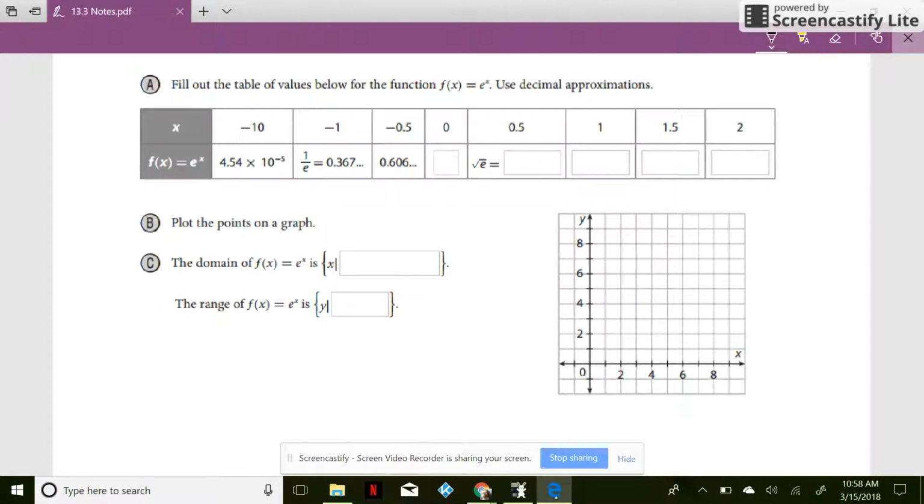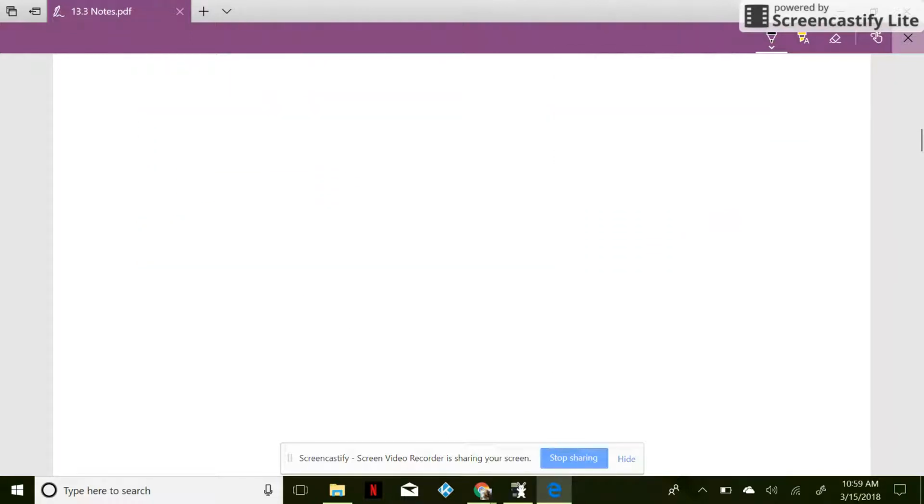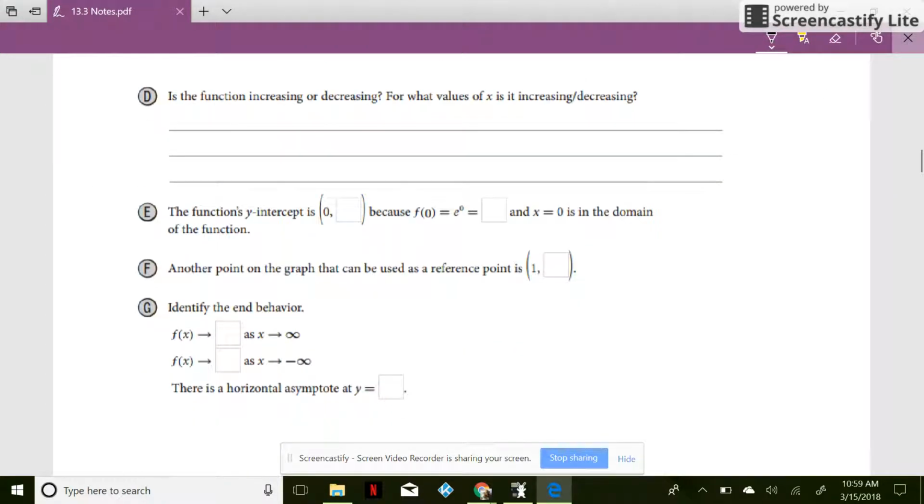So if we find out what these different values are, 1.648, and then 2.718, 4.481, and 7.389. You can graph these, plotting the points. The domain is still, as we've seen, going to be all real numbers. And just like we've seen before, the range is going to be y is greater than 0. So it's going to be another increasing function.